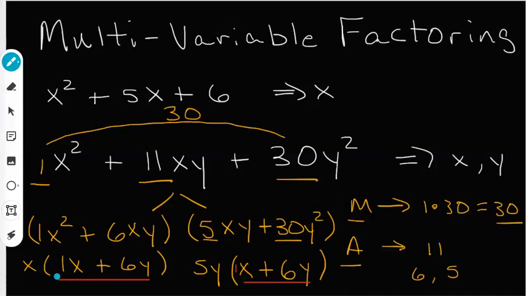I'll underline those in blue. I have an x and a 5y. So those are going to go together. So I'm going to write x plus 5y. And then in the second factor, I'm going to put what we have in common. I'll do that in red because I underlined it in red. The inside, the parentheses part, is going to get put right here. So I need to have 1x plus 6y.